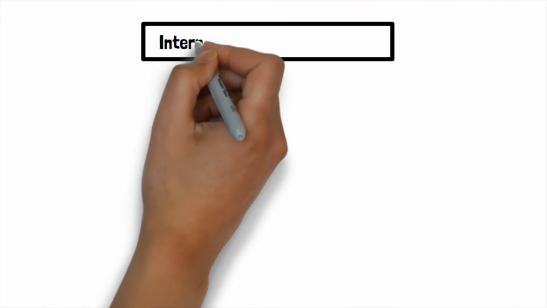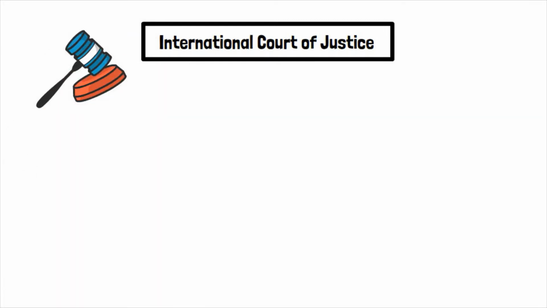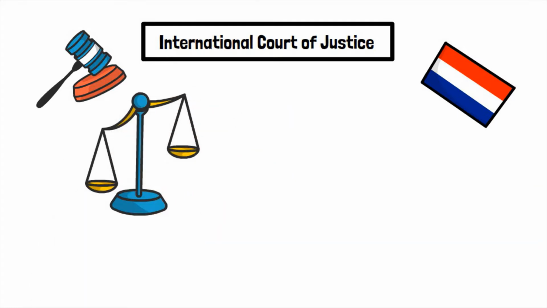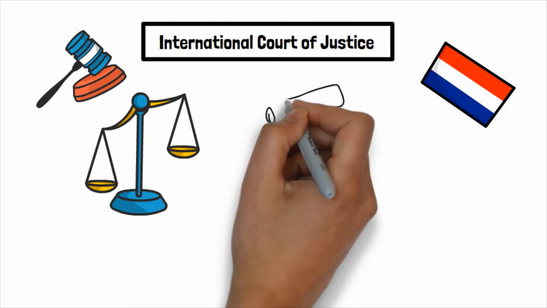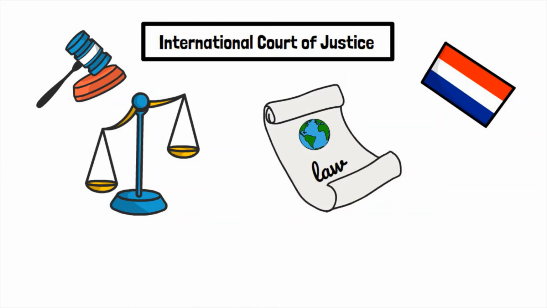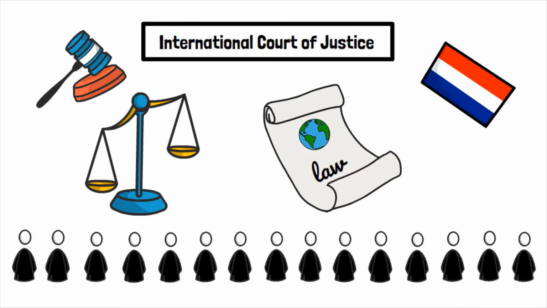The International Court of Justice, which is the only main organ not based in New York, is the primary court of international law and is located in The Hague, Netherlands. The court is the judicial organ of the UN and is responsible for settling legal disputes between member states and giving advisory opinions on other legal issues. The court has 15 judges, each elected by the General Assembly for a 9-year term.